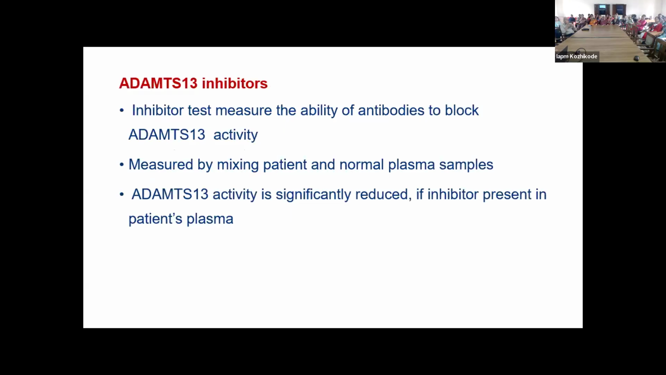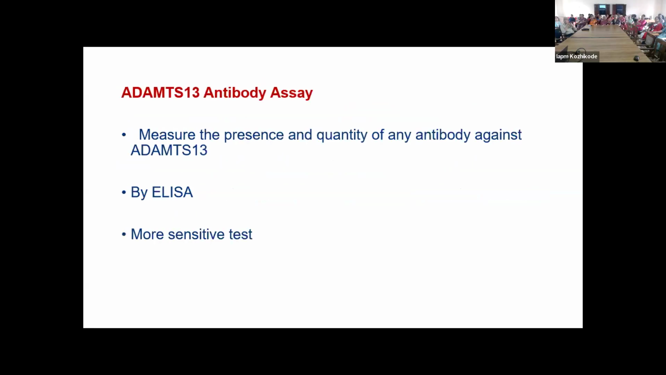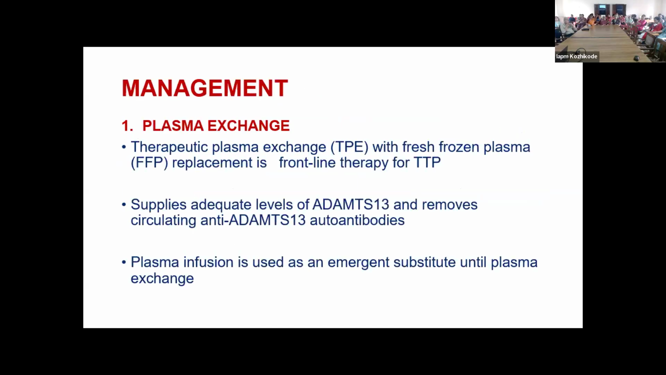Then ADAMTS13 inhibitors. The inhibitor test measures the ability of antibodies to block ADAMTS13 activity. This is measured by mixing patient and normal plasma samples, and ADAMTS13 activity is significantly reduced if inhibitor is present in the patient's plasma. Next is the ADAMTS13 antibody assay. It measures the presence and quantity of any antibody against ADAMTS13 by ELISA, and this is a more sensitive test compared to the inhibitor assay.